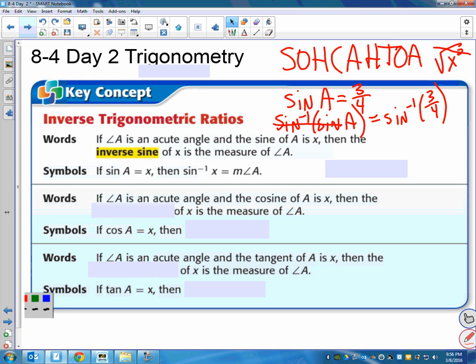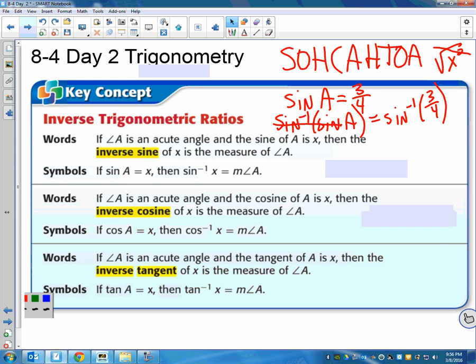Basically, sine, cosine, and tangent all have inverses, and that's how you solve for an angle. I'm not going to spend as much time on each one of these. If you have an angle, then you can find its inverse, right? So if cosine of A equals X, then inverse cosine of X equals A. And we can do the exact same thing with tangent. If you know tangent of A equals X, then the inverse tangent of X equals the angle measure, which means you can solve for missing angles today, which is kind of cool.